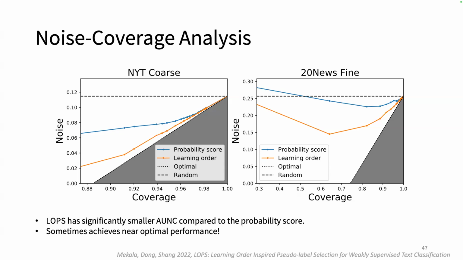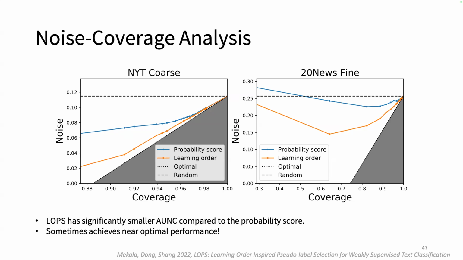So although you're getting completely clean data, you're completely ditching the coverage part. So the ideal data selection should be where you eliminate the noise without compromising on the coverage. Therefore we plot this noise coverage. We do this noise coverage analysis, and we also compare against the probability score and the optimal one. And we also do the random filtering.